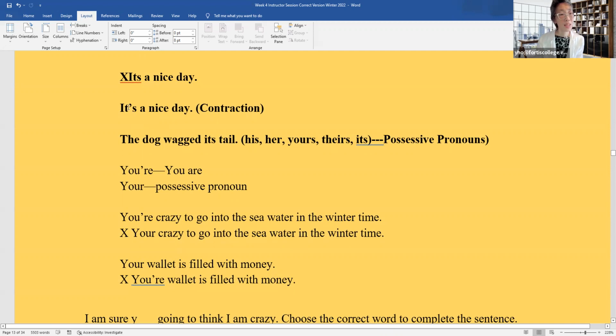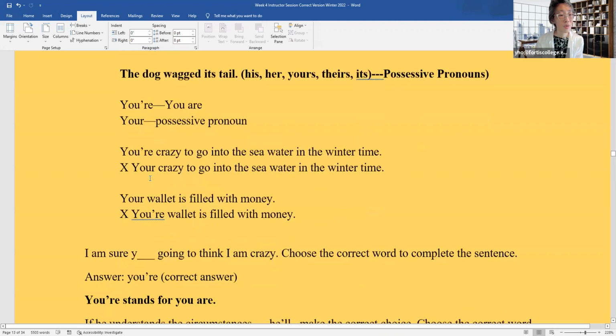So if you have it apostrophe s, as in "it's a nice day," that's a contraction. "The dog wagged its tail." His tail, her tail, yours. Remember the possessive pronouns? Its, his, hers, yours. We did this in week 1? What are we, week 5? Week 3. I think that was week 3.